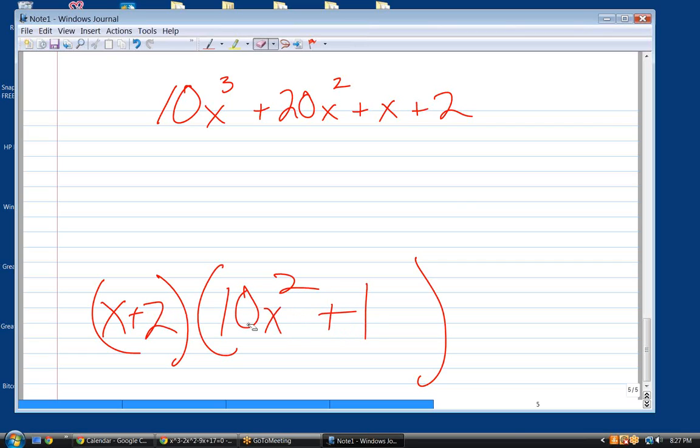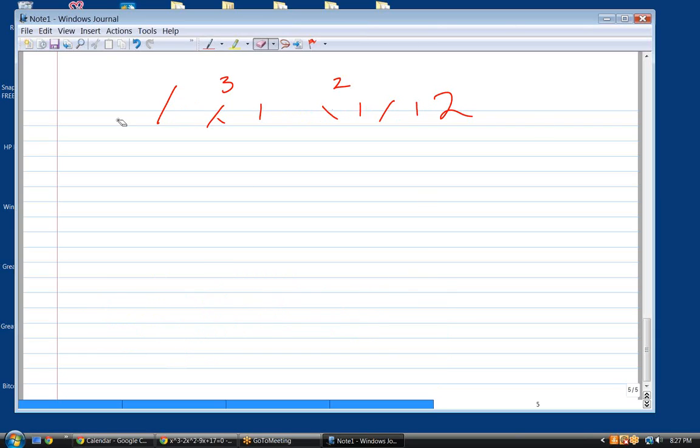If I could factor this further, I would. If this was 10x squared minus 1, I could factor it further. But since I can see that it has to have imaginary solutions because this is always a positive number and you add a positive number to that, this whole thing has to be positive. It can never be equal to 0. But that's grouping. I'm going to try another one or go on to something else, okay?